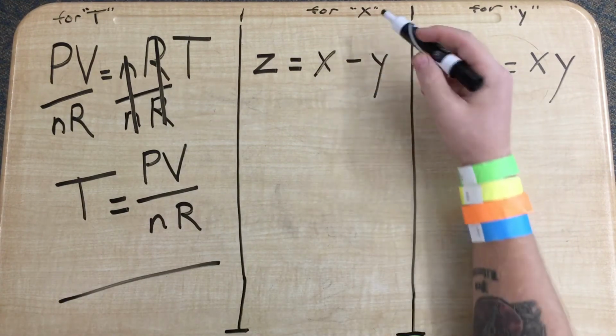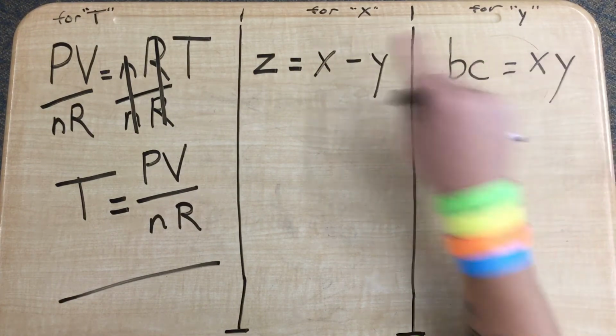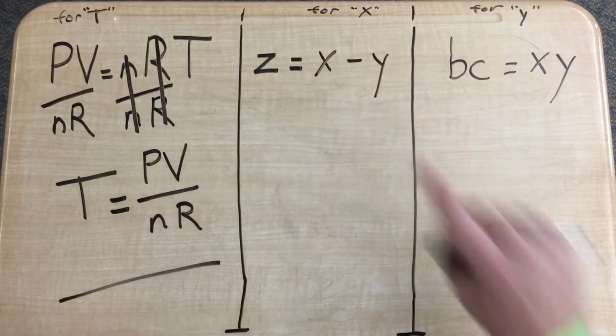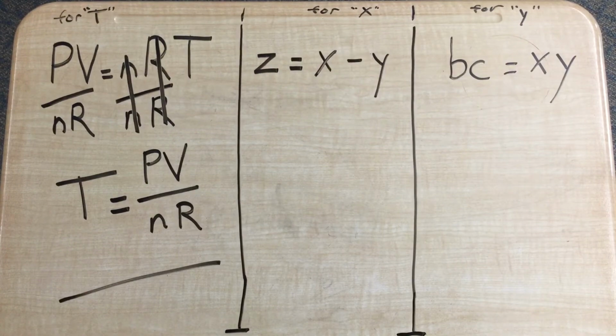All right, second one. Let's just say we want to solve for x. We want to get that x all by itself. Let me check something real quick. What's my time? Okay, perfect.